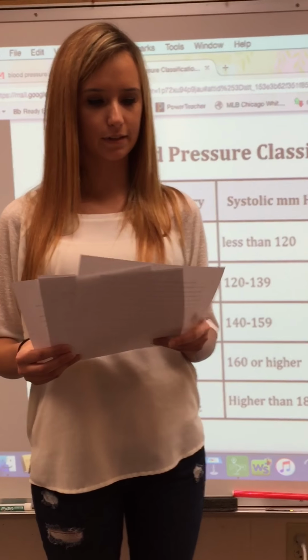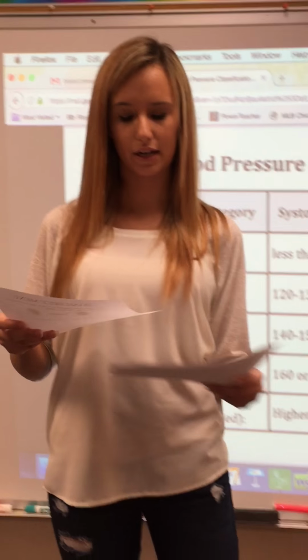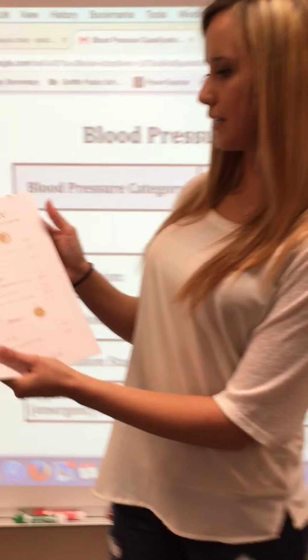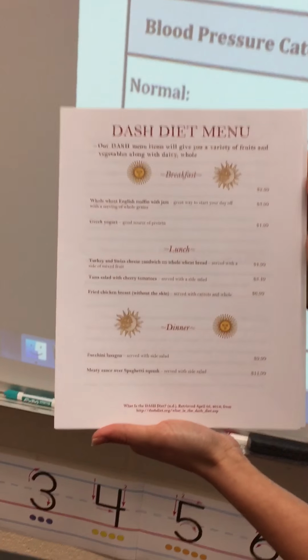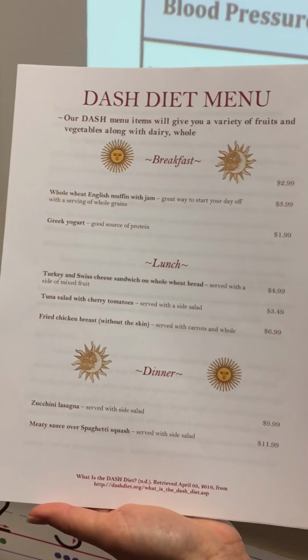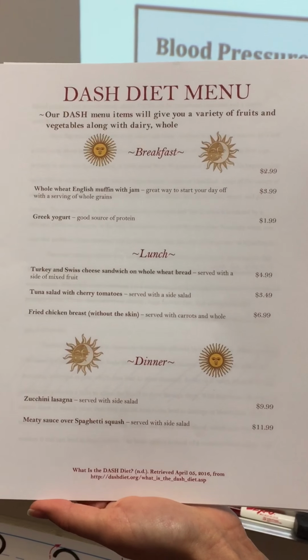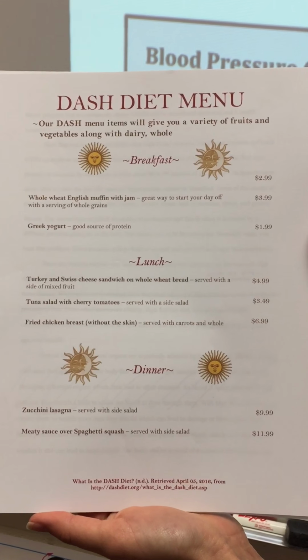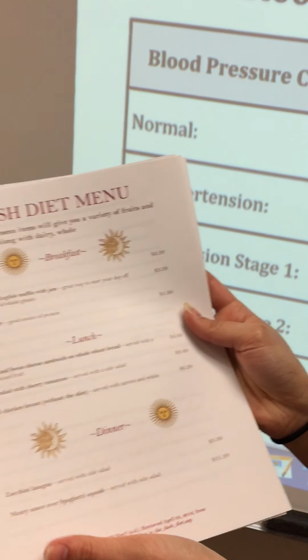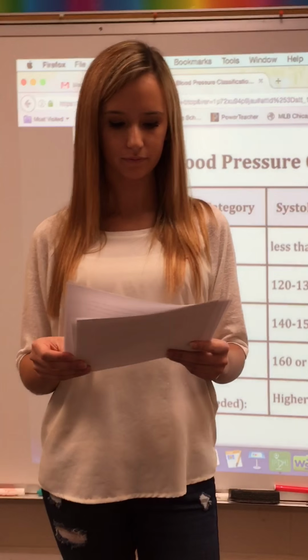So now I'd like everyone to take out the handout that I passed out at the beginning of class. This is a sample DASH diet menu. These are just sample meals that someone would eat if they were on the DASH diet, and they include mostly fruits, vegetables, and low-fat to no-fat dairy, and they also include lots of fiber. It's an easy way to lose weight, and it's also a way to help cure hypertension without having to be on medication.